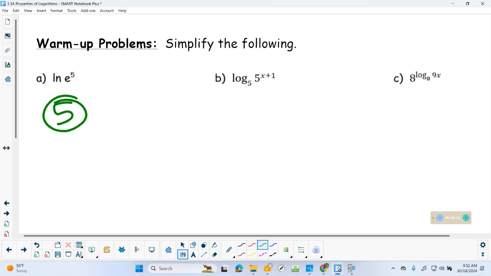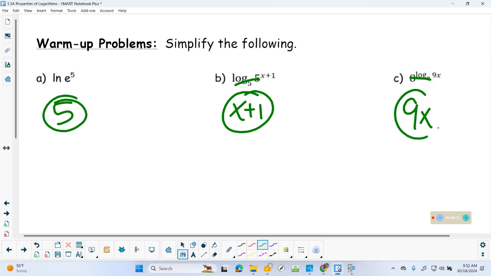What do you got for B? X plus 1. Oh, wait. And last but not least, C. I hear it, 9x. Because, as I have said what feels like 5 million times, what's the relationship between logarithms and exponentials? Inverses. They cancel each other out.